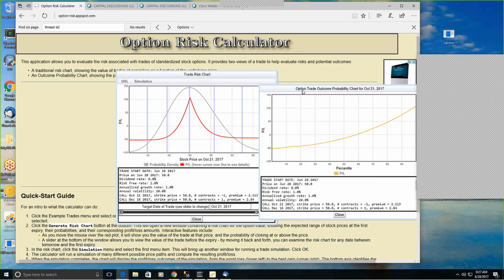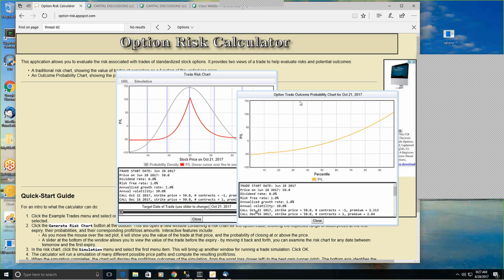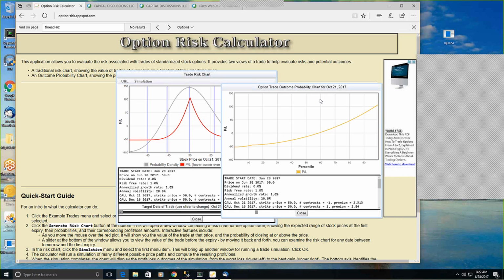It can be a little surprising to realize that that big sharp thing you see in the middle actually is just hidden right here at the top of the profit loss curve. But this gives you a better view of the probabilities of the trade.